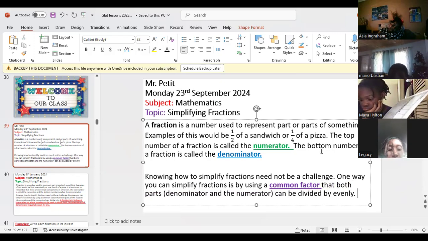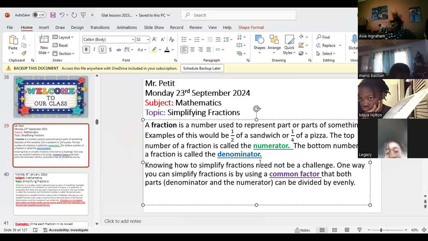Mr. Petit, it's only really a fraction when it's divided and it's the same amount. Everybody's getting the same amounts, right? It's only really a fraction when everybody's getting an equal amount, right? Yeah, so when we talk about fractions, we're talking about equal number of parts.